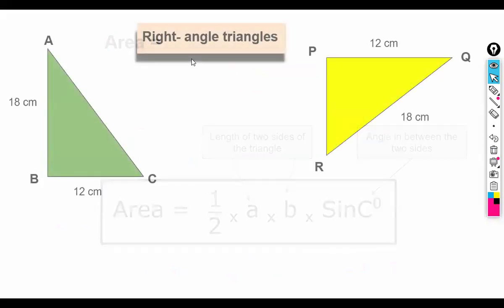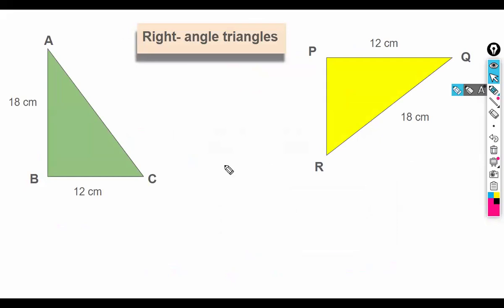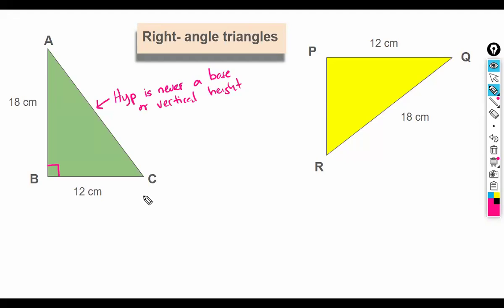So we're going to turn our attention to a right angle triangle first. So the first trick the examiner is going to try to play on you, right? In a right angle triangle, the hypotenuse, I think I mentioned this already. The hypotenuse is never a base or vertical height. In fact, the base and the vertical height are the two other sides. It will always be the legs.